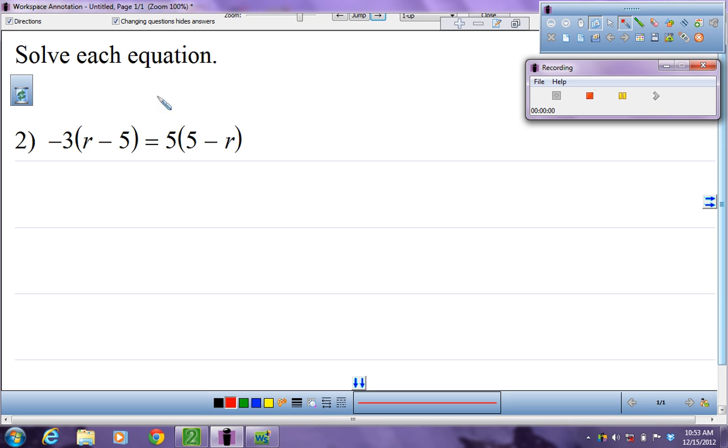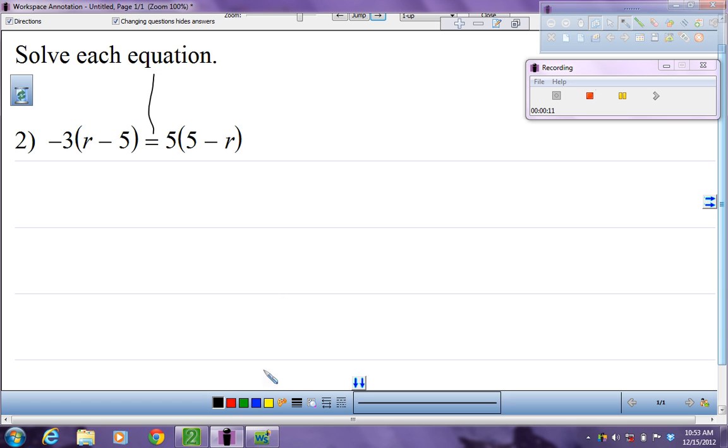Okay, there's another solve each equation. So basically again, separate your left side from your right side. Okay? So separate your left side from your right side. So if I do the left side first, then I do have to follow PEMDAS. Notice I keep saying the word do, right? So when you do your math, you have to follow PEMDAS.